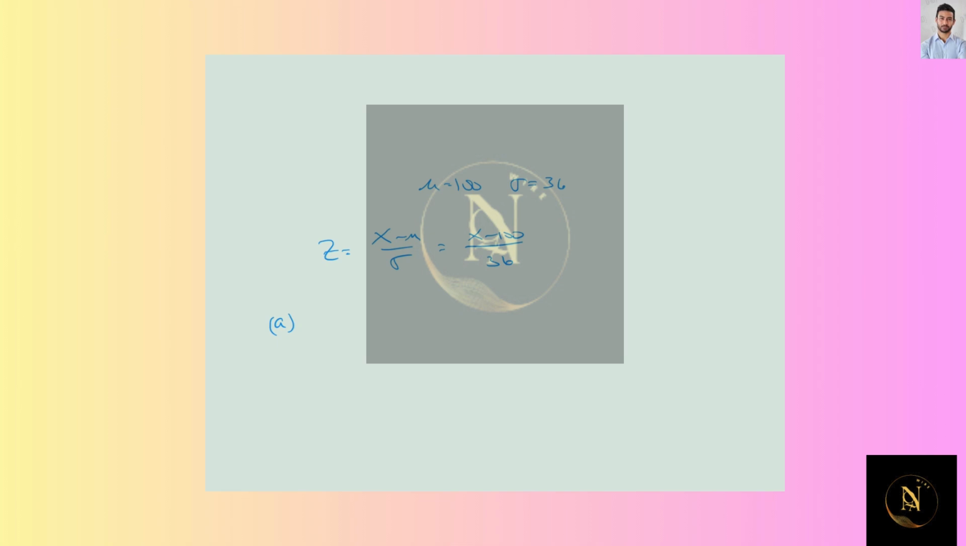So first, in part A, the probability that x is greater than x naught is equal to 0.05. That means that the probability that x is less than or equal to x naught, the way the tables read, must be equal to 1 minus 0.05 or 0.95. So we find the z for 0.95 from the table, and that's about 1.645.